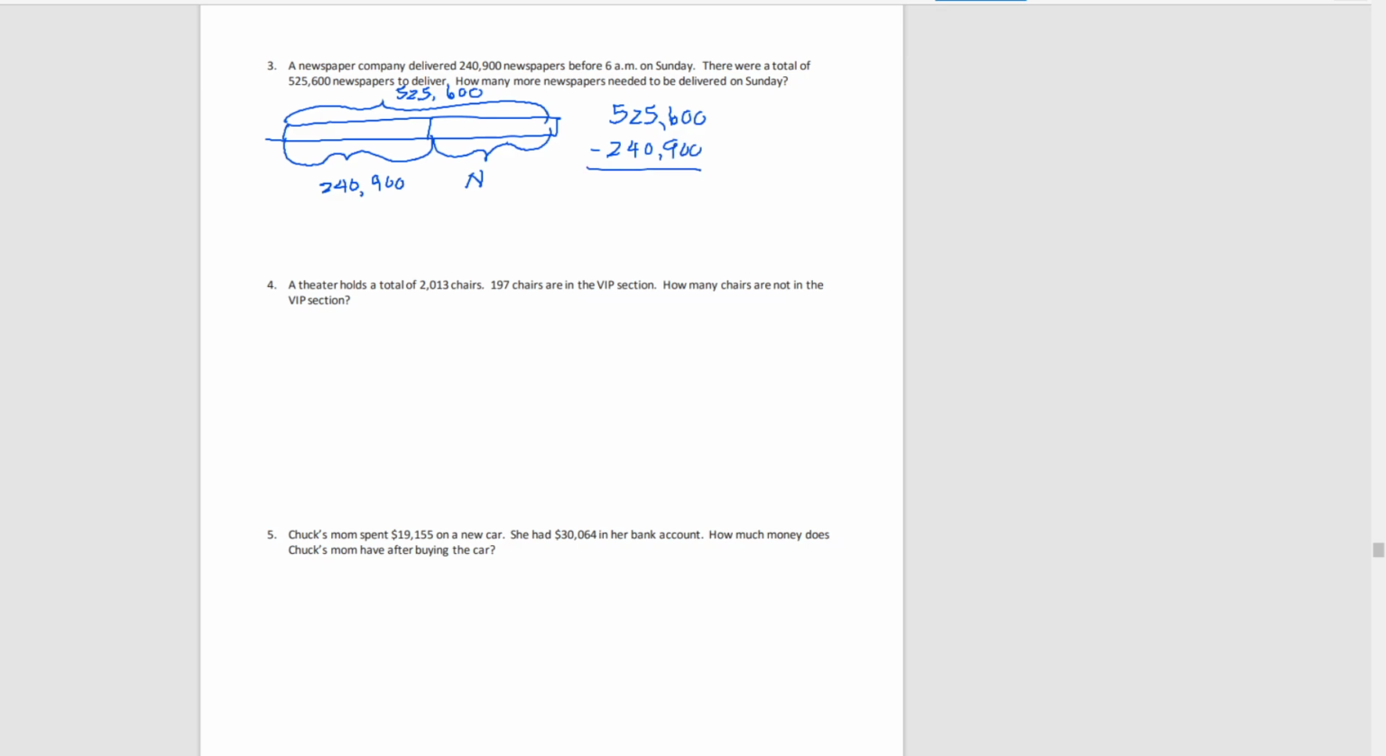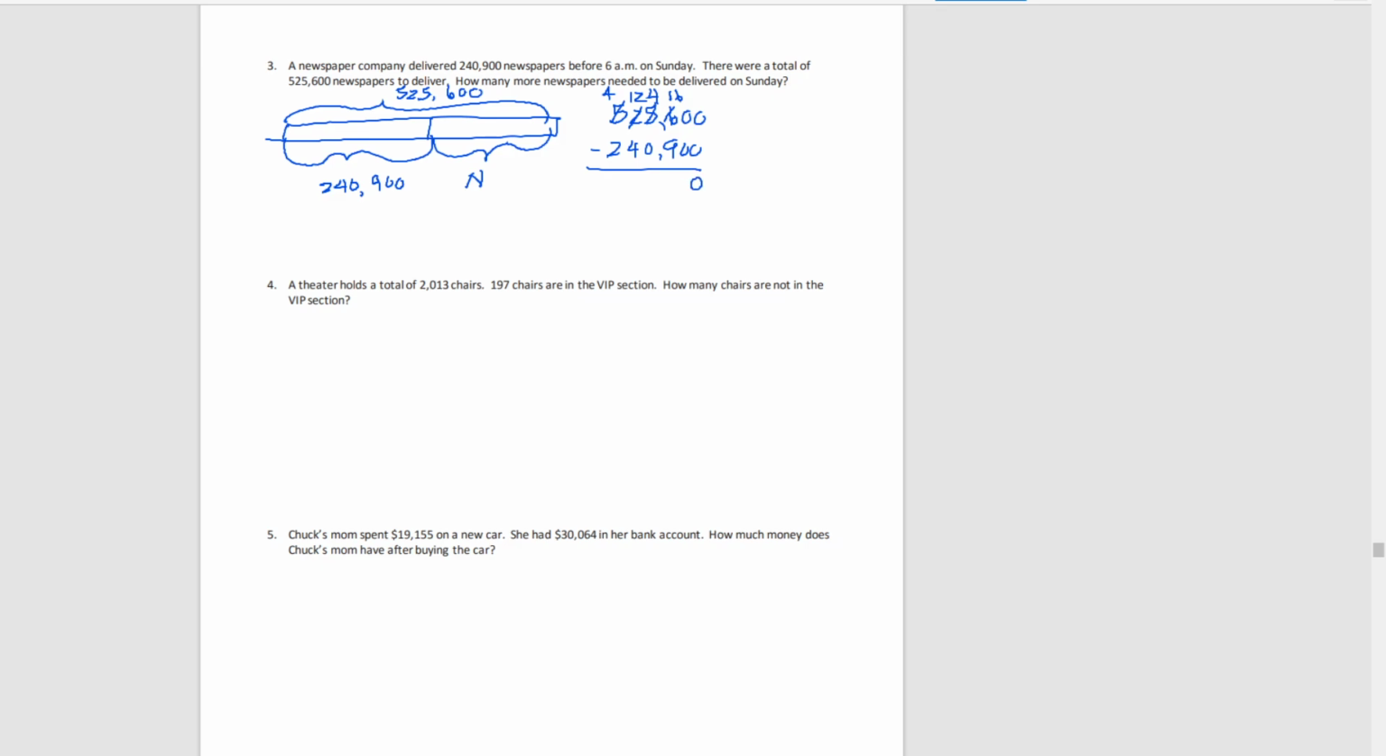And subtract, see what we can subtract. The ones, the tens, we can't subtract the hundreds, so we're going to take 1,000 and make 16 hundreds. We can subtract the thousands, we can't subtract the 10,000, so we'll take 100,000 and add it to the 2 that are there. So now we can subtract.